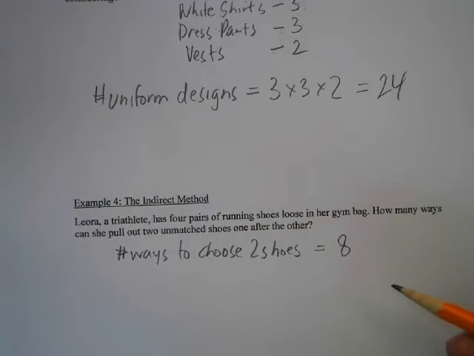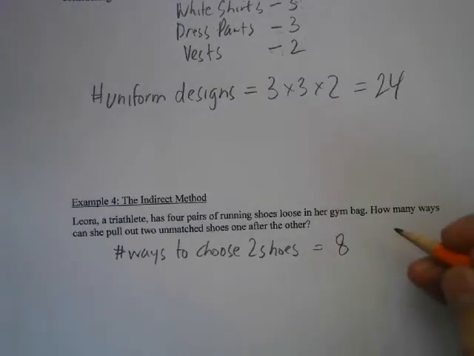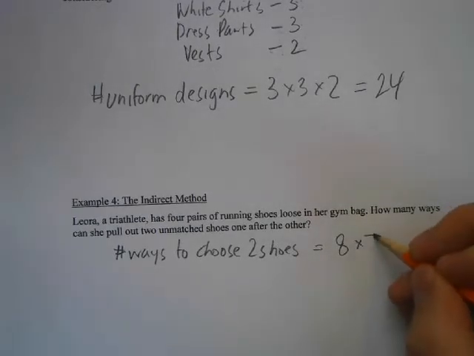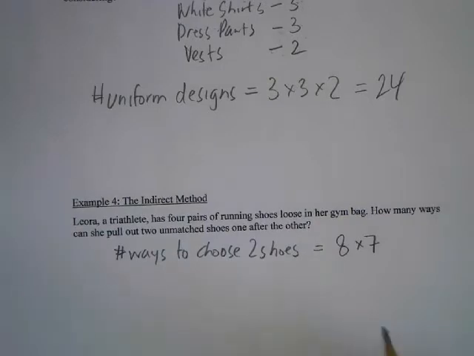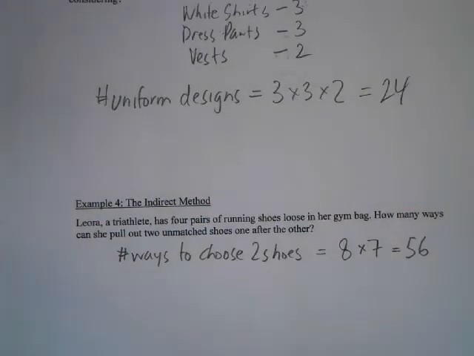So you've taken out 1 shoe, you've kind of set it aside, it's out of the bag now. You've got 7 shoes left in the bag, so you choose 1 more shoe. How many different ways are there to choose that 1 shoe? Well, there's 7 shoes, so you have 7 choices for that second shoe. So I've got 8 choices for the first shoe, 7 choices for the second shoe. So I've got a total of 56 ways of choosing 2 shoes.